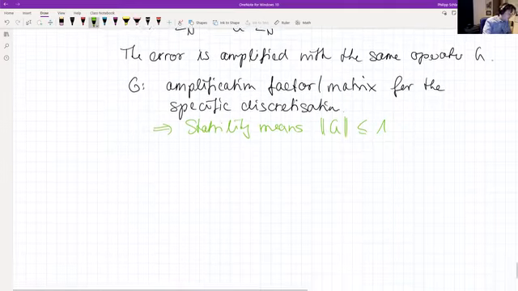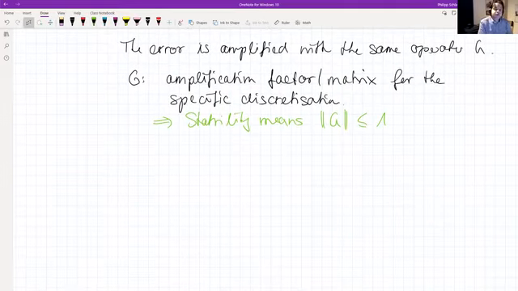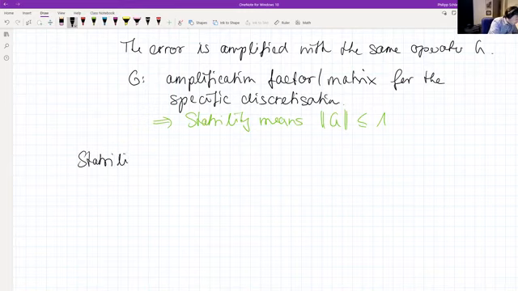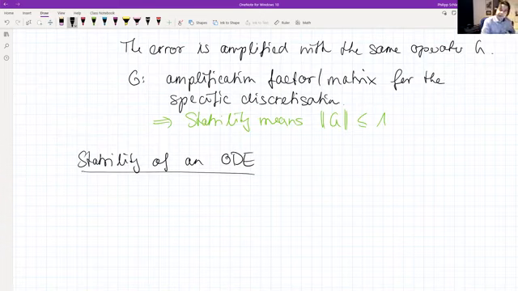And of course, now we need to do a few examples to understand that better, to see how we can actually calculate that. Now, the first example is to study the stability of an ODE, of an ordinary differential equation, with exactly this method.